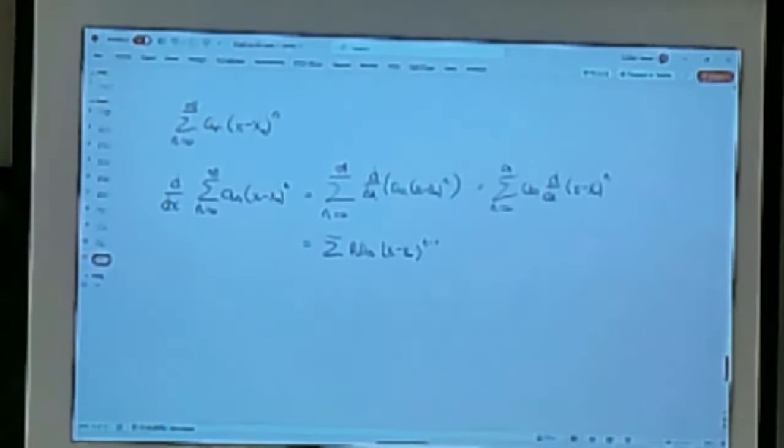Where do we start? N equals what to infinity? 0? 1. If n is 0, you just get a sub n, right? Yeah. What's the derivative of a constant? 0. You lose a term when you take the derivative. That's why n now starts at 1, because you've lost a term.